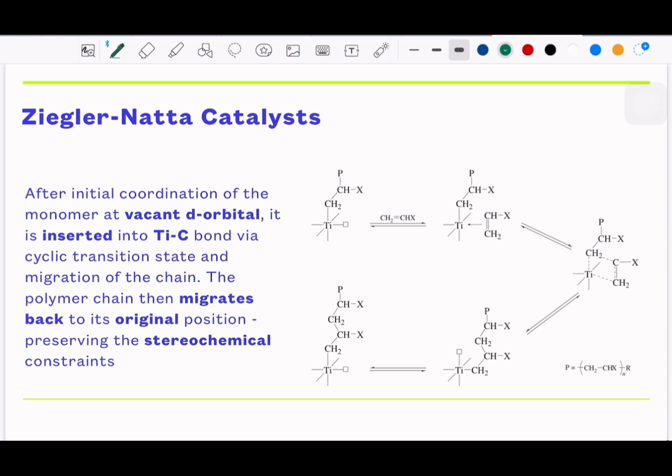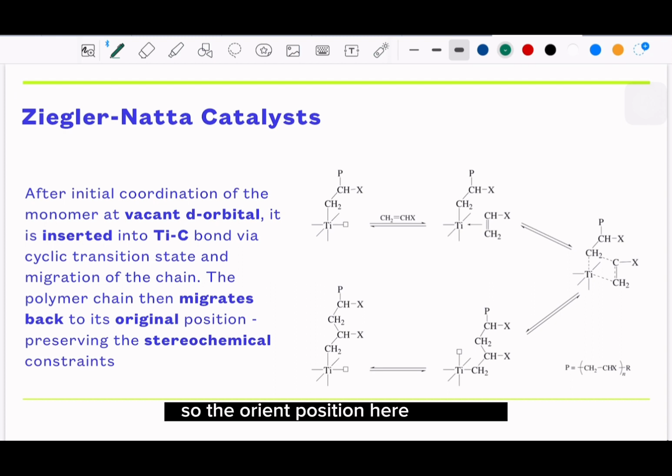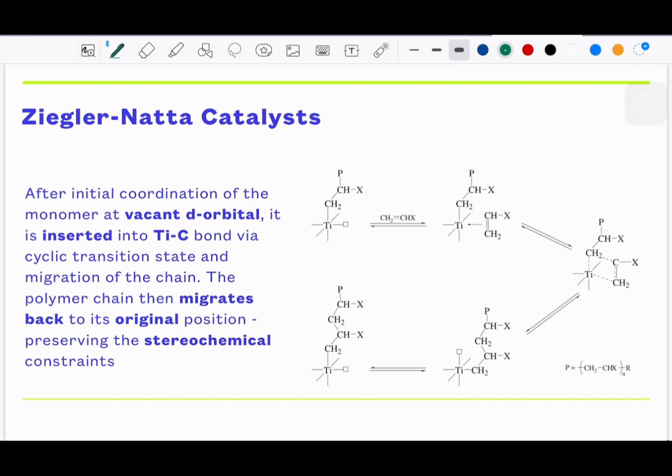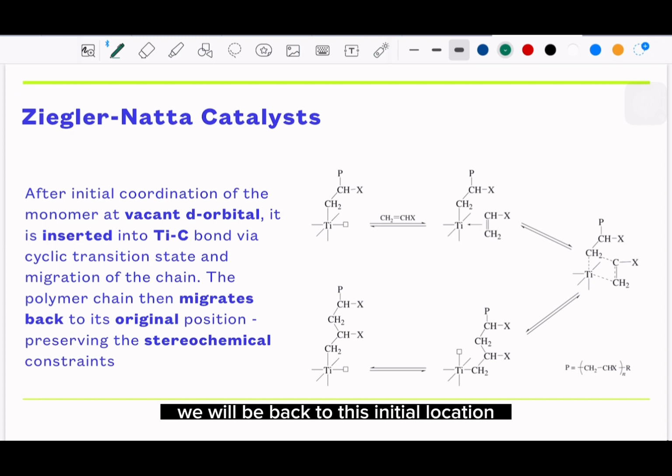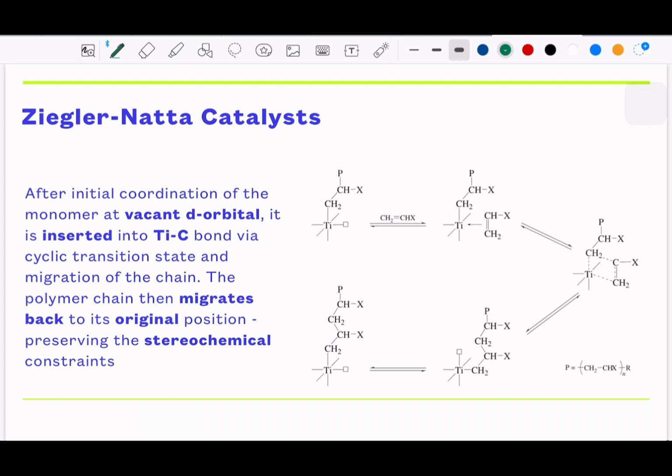And then it migrates, it goes back to the original position. So it's back to the original position here, and then first we get to here, okay, and then later, after some repeat process, we'll be back to this initial position. And that will be the stereochemical constraint that will make sure that it goes in the same orientation.